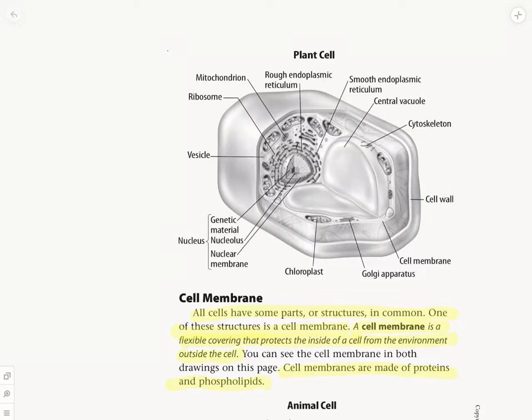All cells have some parts or structures in common. One of these structures is a cell membrane. A cell membrane is a flexible covering that protects the inside of a cell from the environment outside the cell. You can see the cell membrane in both drawings on this page. Cell membranes are made of proteins and phospholipids.